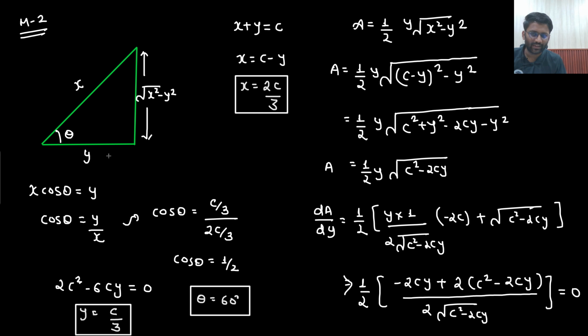Here first of all we matched up actually. Area was half into base, which was y, and root x square minus y square. Here y is coming twice, x is coming once, so I replaced x with c minus y whole square. Then the value I was getting was c square minus 2cy. Then I differentiated it with respect to y and put that equals to 0. The differentiation was not that difficult because I only need to care about the numerator. From there value of y is c by 3, value of x is 2c by 3, and I got theta equals to 60 degree.